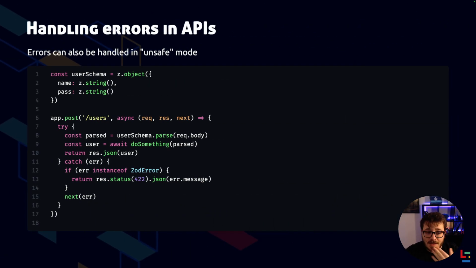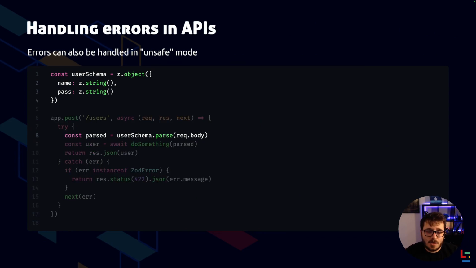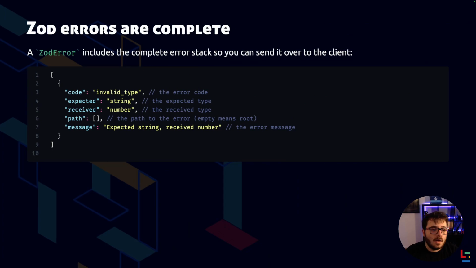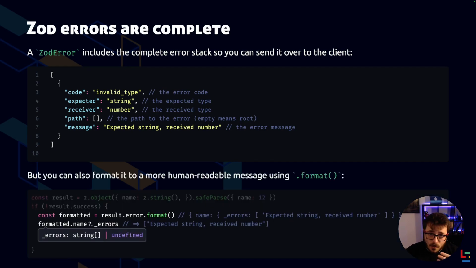You can also handle those errors in the unsafe mode. I like to call it unsafe because we have try catches, but the idea here is that we're using parse instead of safeParse, and then we have try and catch. And then we just have to validate if the error is an instance of a ZodError. If it is, then we can just return that error as a validation error. And the ZodError is actually pretty complete. It returns a lot of properties. You can have invalid type, it expected a string, received a number, and the path, so the path to your object, and the message that you're going to receive in the end. You can also format this. If you apply the format function, it's going to just condense everything into one place.